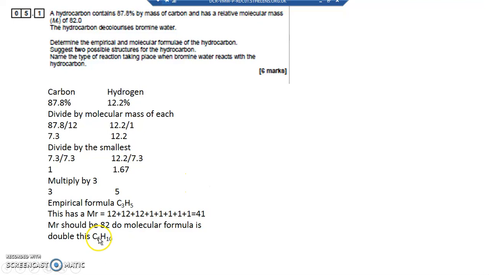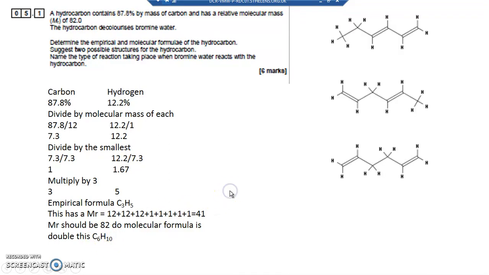What could that be? Well, C6H10. An alkene is CnH2n, so C6H12 for an alkene, taking the number of carbons and doubling it to 2n. But it's even less than that, so it probably means that it's got 2 double bonds in there, not just 1 double bond, but 2 double bonds.